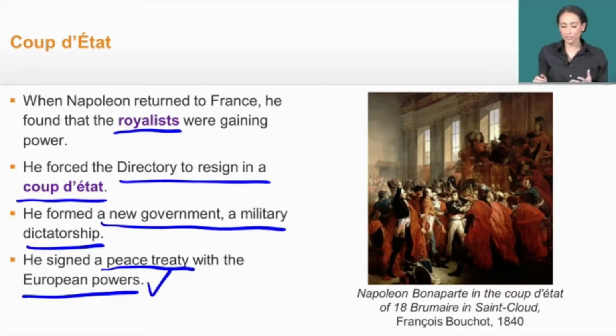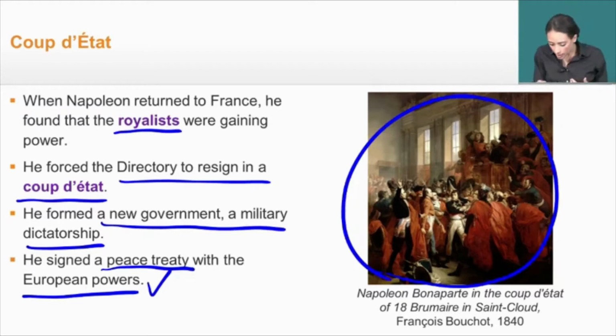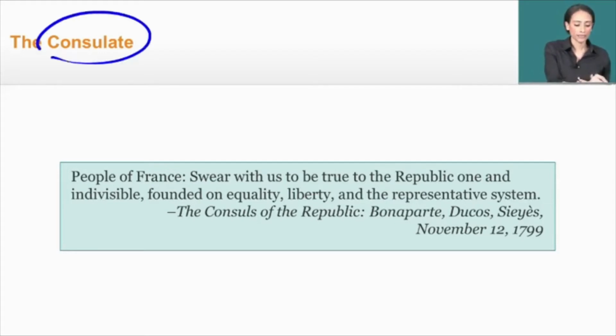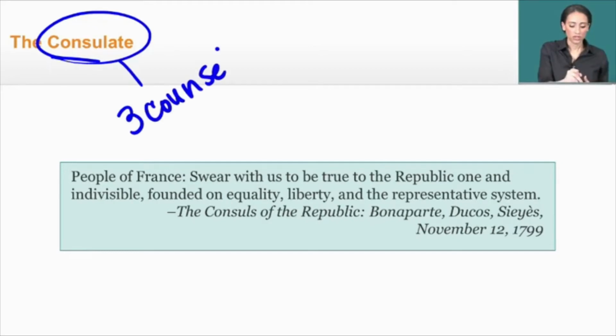And you see in this painting on the screen, before we move on, we'll look at this painting where we see Napoleon right here taking control, taking this power. So now let's move on to look at how he becomes this really powerful force. Now, he establishes something called the consulate. And the consulate is made up of 3 councils. Napoleon himself is the first council.